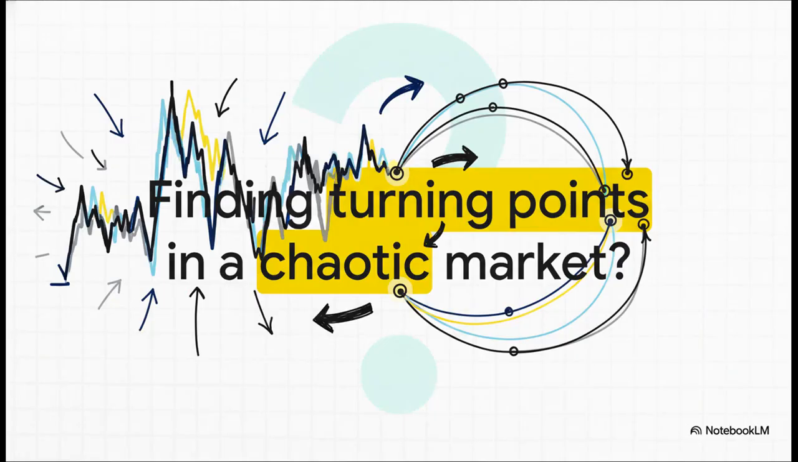Yeah, I mean, you look at a chart and it's just spikes, dips, these totally unpredictable moves. It feels random. So the big question is, how on earth do traders find those potential turning points to actually make a move? Well, that's the puzzle we're going to tackle right now.